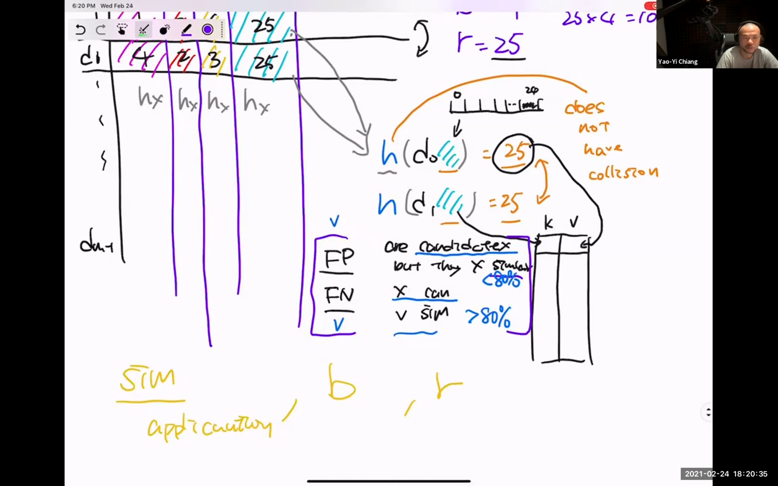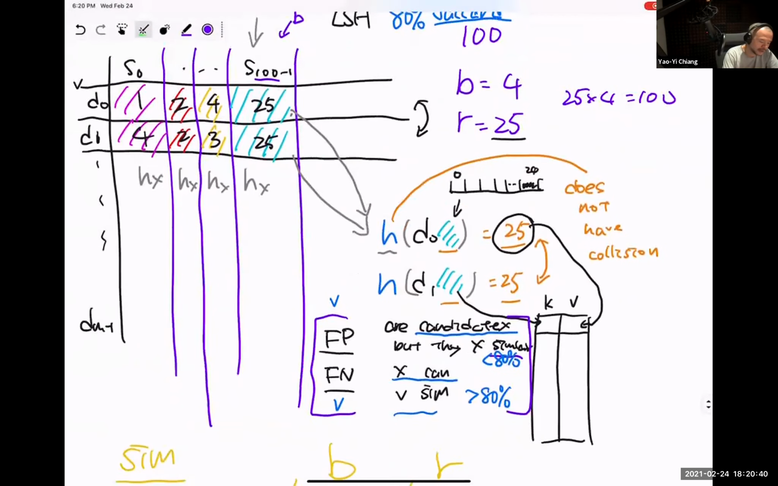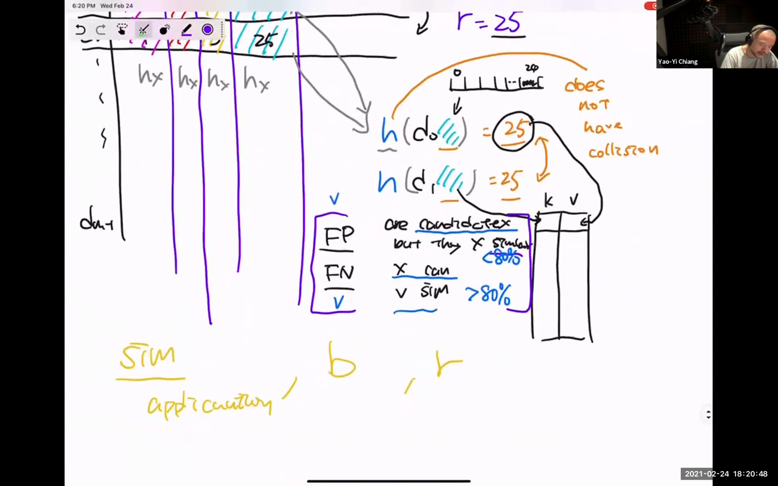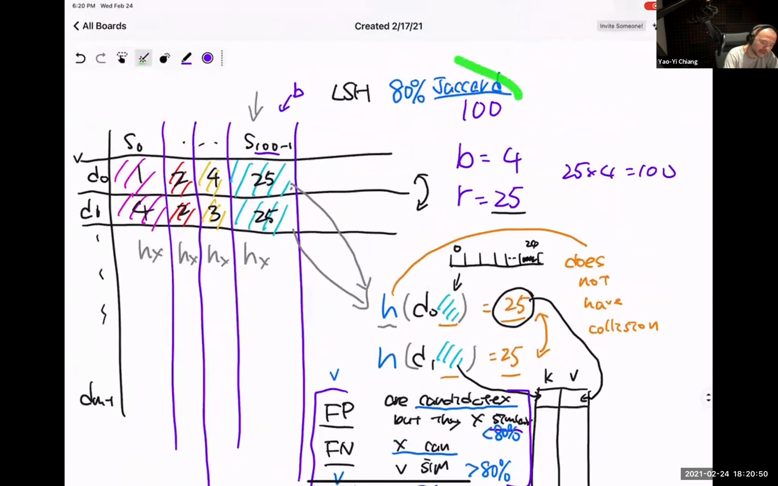In this case, what do we want to do? So let's start from here. Your goal is to take D0, you find all the similar documents, right? And you say my similarity definition is somewhere here, 80%. I want to find all the documents that have 80% similarity to me, but I don't want to compare everyone. So I use this LSH.